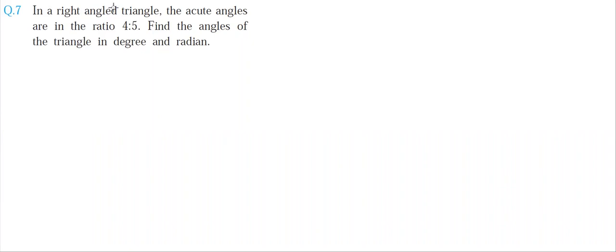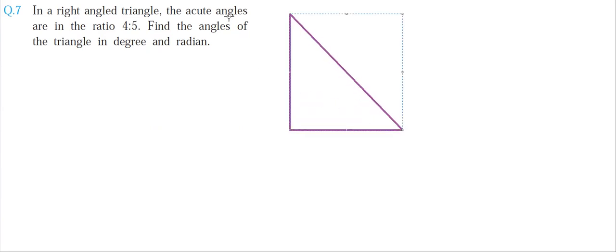Now here it says in a right angle triangle. So what is my first job? My first job is to draw a right angle triangle. That's most important. Then it says in a right angle triangle, this is 90 degree. ठीक है, ये 90 degree. The acute angles are in the ratio 4:5. मतलब ये हो गया 4x और ये हो गया 5x. Find the angles of the triangle in radian and degree.